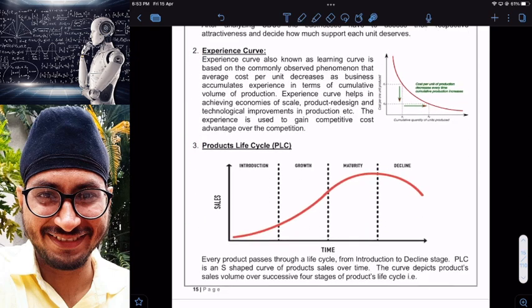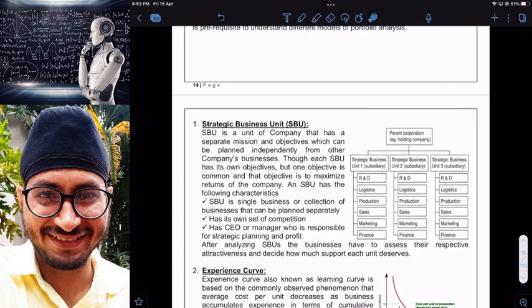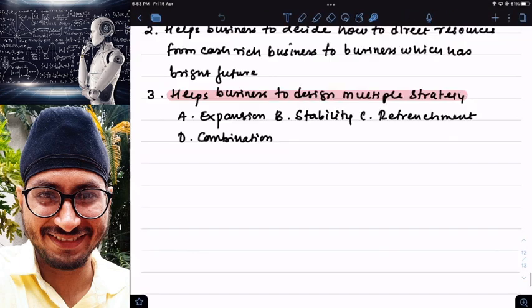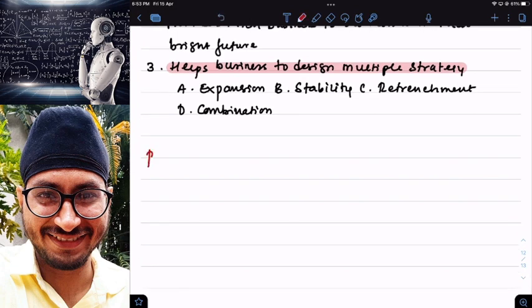These three concepts come under what, sir? They come under portfolio analysis. So in portfolio analysis, we have to learn three concepts. Number one is strategic business unit, that is SBU.